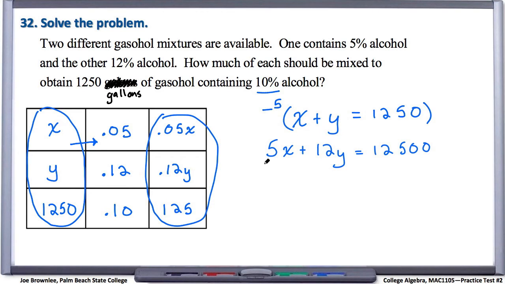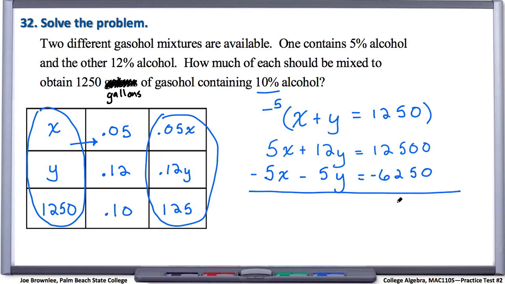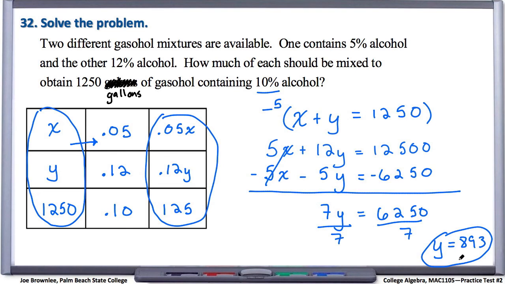When we do that, -5 times x gives us -5x, -5 times positive y gives -5y, and -5 times 1250 gives us -6,250. Now let's see what happens. 5x minus 5x goes away. 12y minus 5y gives us positive 7y. And 12,500 minus 6,250 gives us 6,250. If we want to solve for y, we'll divide by 7 on both sides. That leaves us with y equals 893.